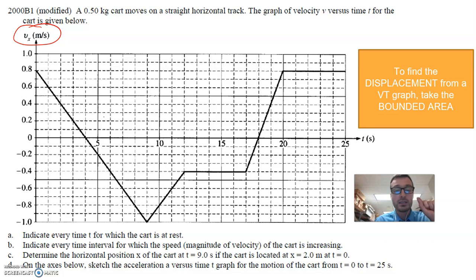When is your velocity 0? Where is your velocity 0? Right here and right here. So the answer is at 4 seconds and at 16, 17, 18 seconds. A lot of people will be duped.